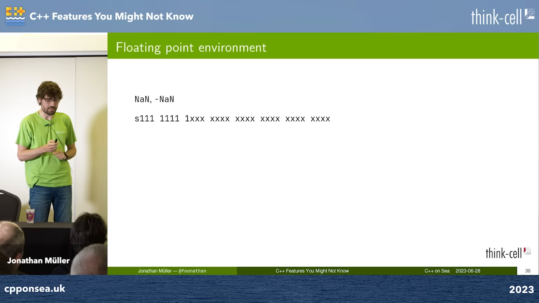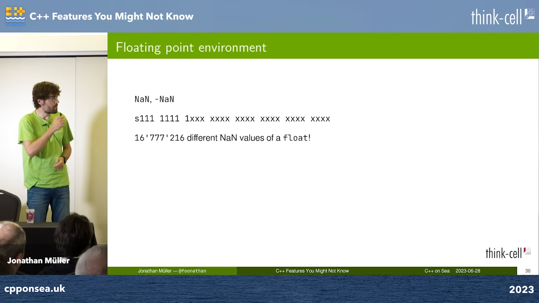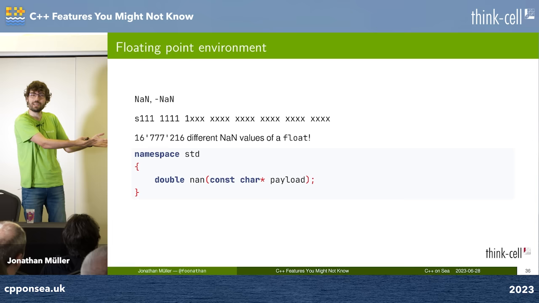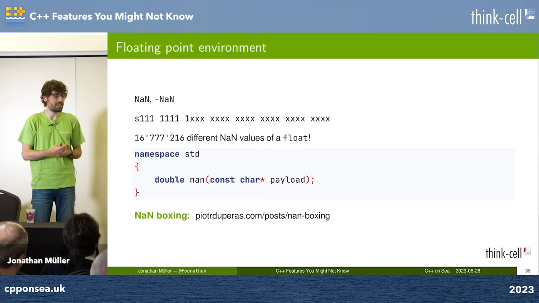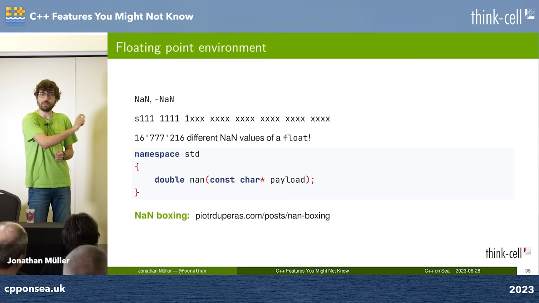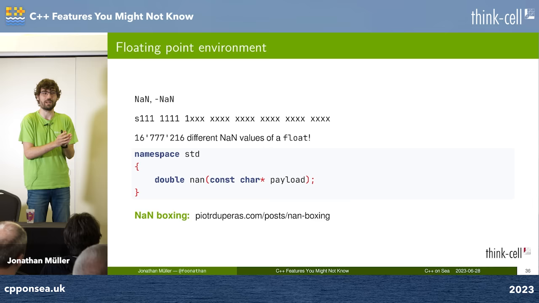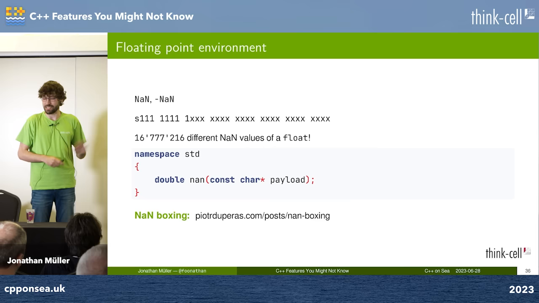In fact, for 32-bit floats, we get over 16 million different not a number values, which is pretty convenient. So the standard library provides a function, nan, where you give it some payload, and it will give you a not a number that contains that payload. And this is actually useful in a technique called NaN boxing. If you're writing, for example, a JavaScript interpreter, it needs to store either a floating point number or a pointer to something else. A 64-bit double can fit a 48-bit pointer in a NaN. So it can store everything inside a single floating point value, and it's either an actual number or it's not a number, and the payload is the address you're pointing to. This blog post has more details. So that's a pretty neat trick. Okay. Let's look at syntax again.